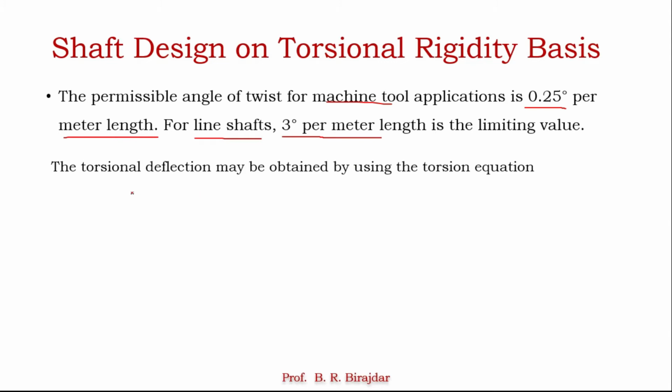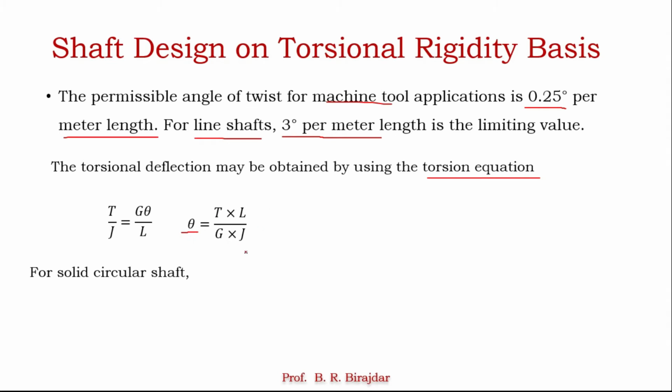Now the torsional deflection may be obtained by using the torsion equation, which we are already aware of. What is the torsion equation? T by J is equal to G theta by L. T is the torque, J is the polar moment of inertia, G is the modulus of rigidity, theta is the angle of twist, L is the length of the shaft. Now we will rearrange this equation in terms of theta, the angle of twist. So theta is equal to TL divided by GJ.